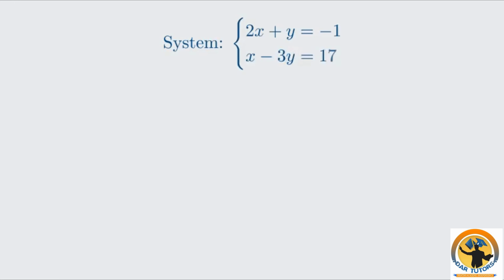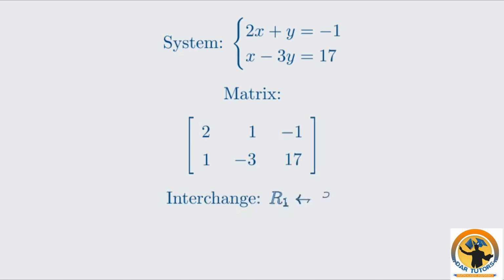Consider the system 2x + y = -1 and x - 3y = 17. Its augmented matrix is 2, 1, -1 in the first row, and 1, -3, 17 in the second row. If we interchange row 1 and row 2, we write R1 ↔ R2. The resulting matrix has the rows swapped. This system has the exact same solution as the original.